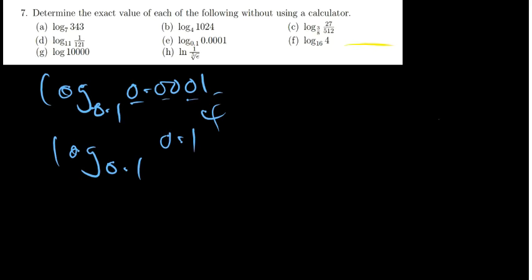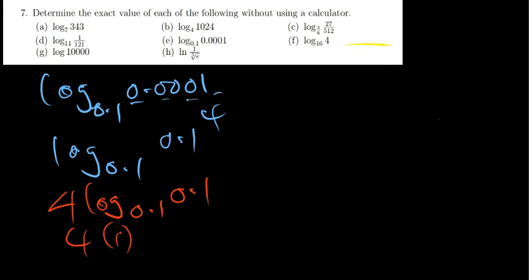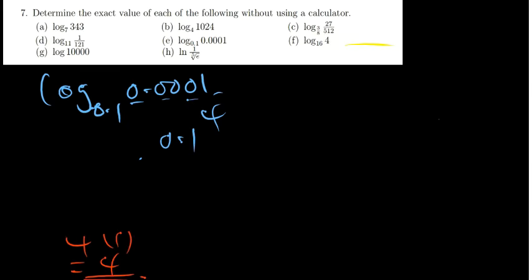If you want, you can use that other method. I can shift the power to be in front: 4 log base 0.1 of 0.1. So this part is going to give us 4 times 1. The answer is 4. That is the exact value. If you want, you can use that other method where you equate it equal to x, and you find the same answer.